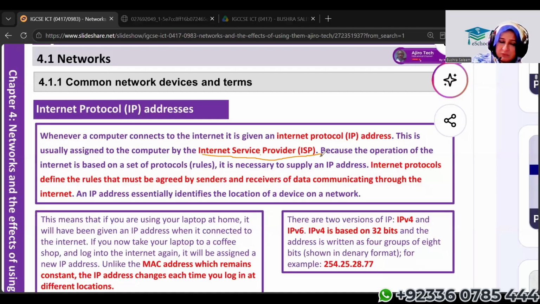What is the IP address they will assign you? It is also a unique one on their network, and it allows users to send and receive data and communicate with each other. An IP address essentially also identifies the location of the device on a network, where the device is located. So it is an important one.